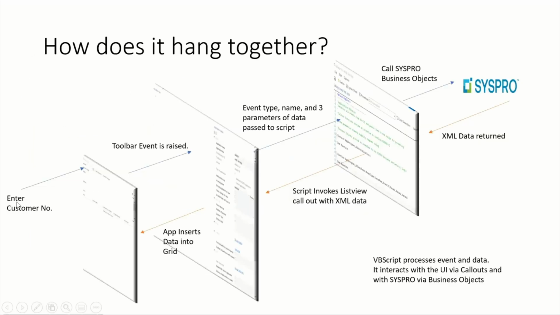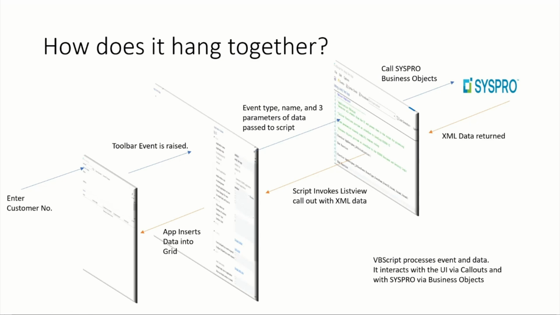In this example, for instance, we would enter the customer number here. The user interface would raise an event, a toolbar event in this case, to say to the app designer, somebody had done something on the toolbar. The app designer will pass the event through to the VB script, and the VB script will do some logic. For instance, calling a Syspro business object to say somebody has entered a customer number. I want the customer information from Syspro.